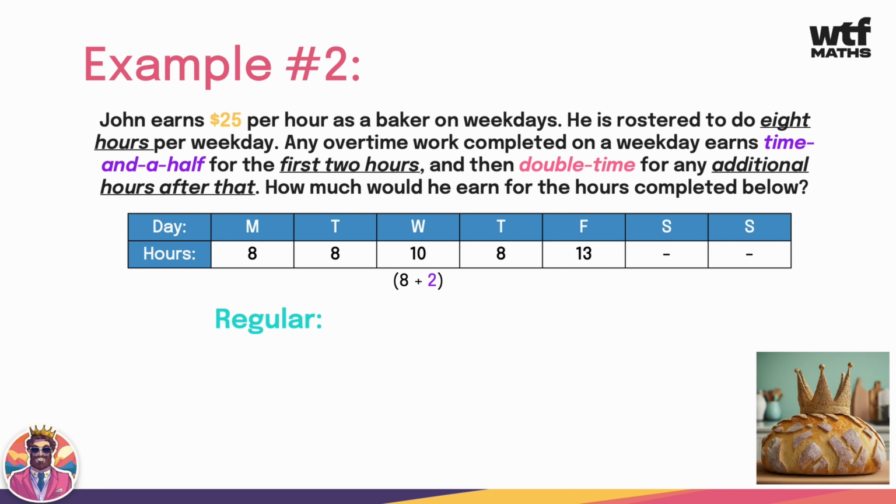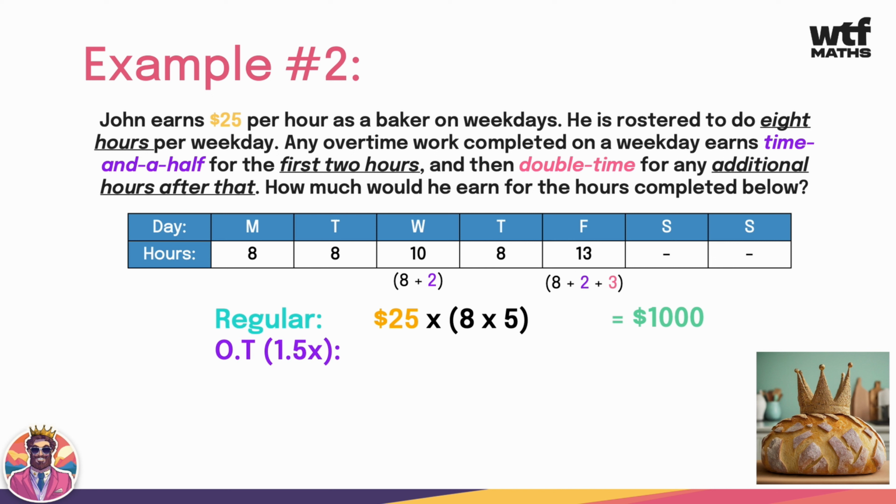If we look at Friday though, he's worked 8 normal hours, he's worked 2 hours at time and a half, and those remaining extra hours, because they're more than 2 hours extra, will be at double time. So really it's 8 normal hours, 2 hours at time and a half, and 3 hours at double time. So if we just look at all the regular hours he's worked, just the normal boring hours, we get 5 lots of 8. 8 times 5 is 40, and 25 times 40 is $1,000. So he'll get $1,000 for his normal hours.